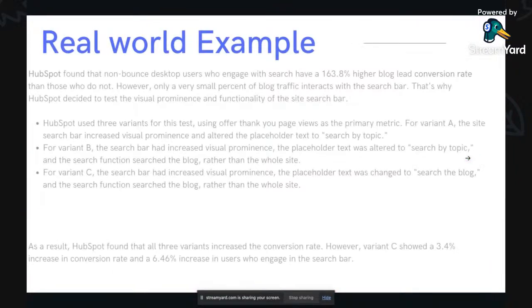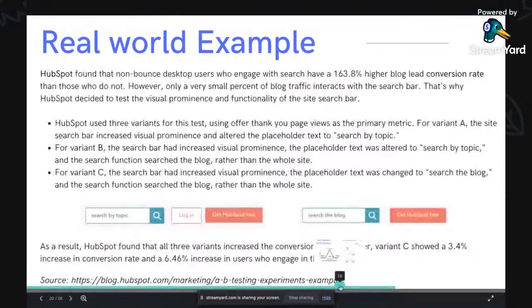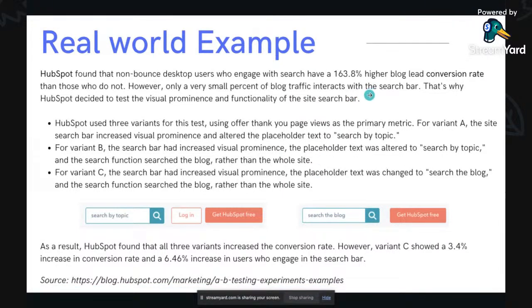I have a real world experiment, cited from a website called HubSpot. This is their own A/B test example. They tested three variants, and they've also explained how they reached the conclusion of implementing a particular hypothesis. They saw that non-bounce desktop users, the people who actually engage with the search CTA and don't just leave the site without engaging, have a higher conversion rate than those who don't. But only a small portion of the traffic intersects with the search bar. So they tried something so that the traffic engaging with the search bar could be increased.